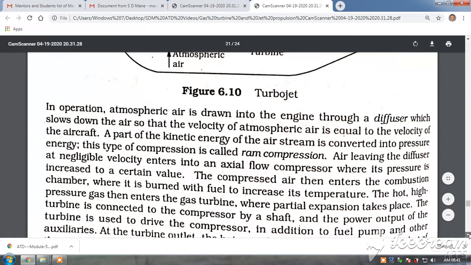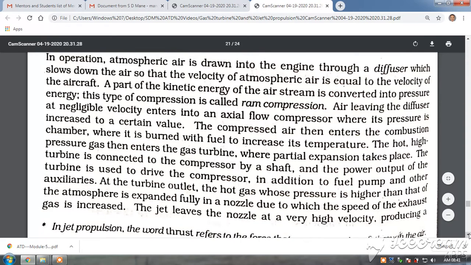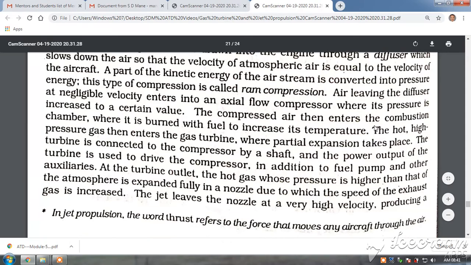Air leaving the diffuser at negligible velocity, very low velocity, enters the axial flow compressor where its pressure is increased to a certain value. In the compressor the pressure is always increased. The compressed air then enters the combustion chamber where it is burned with fuel to increase its temperature. The hot high pressure gas then enters the gas turbine where partial expansion takes place. The turbine is connected to the compressor by a shaft, and the power output of the turbine is used to drive the compressor in addition to the fuel pump and other auxiliaries.